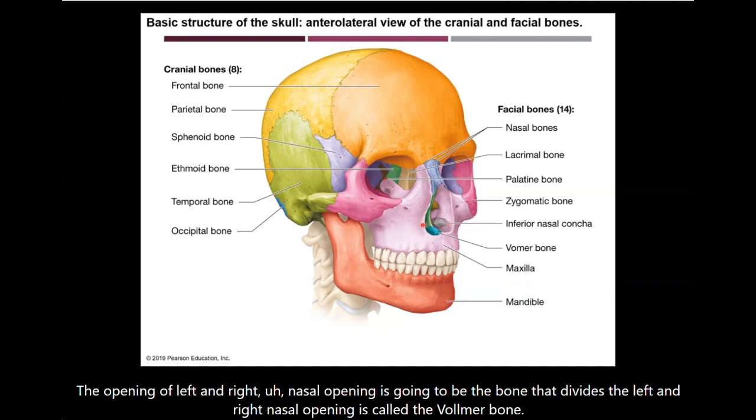The bone that divides the left and right nasal opening is called the vomer bone.